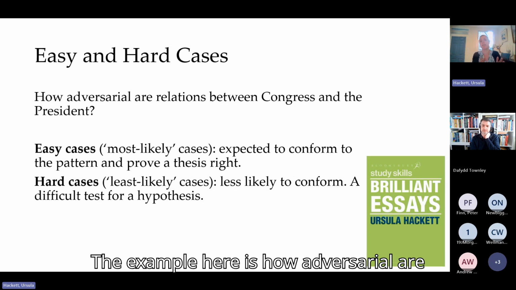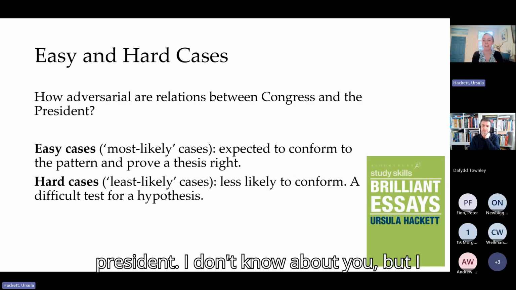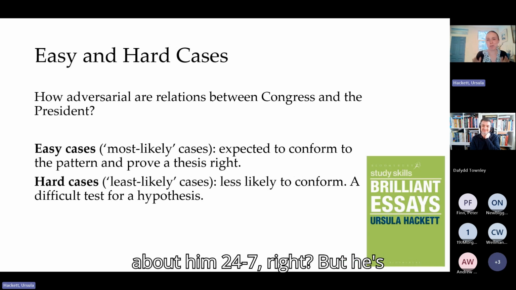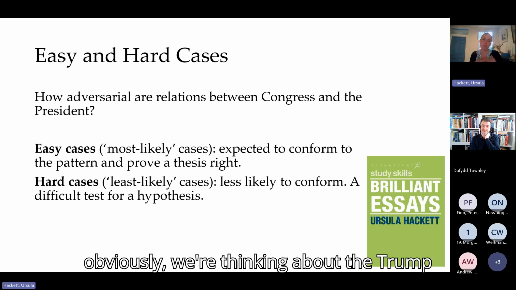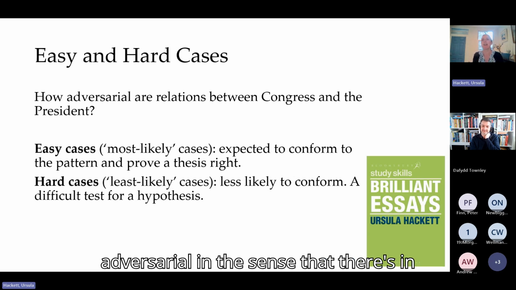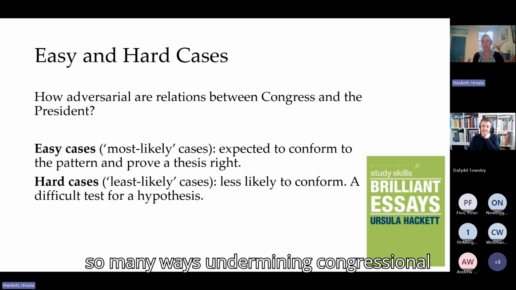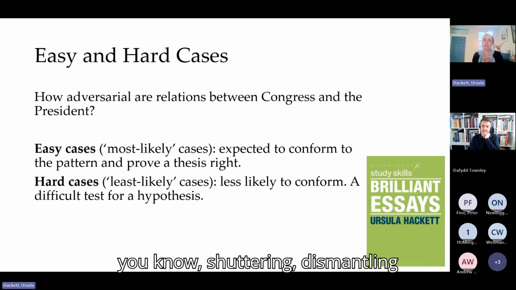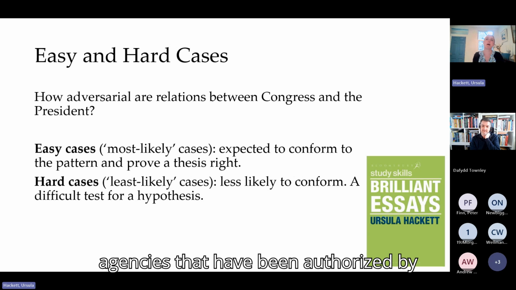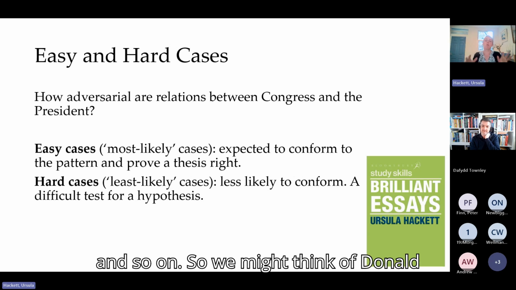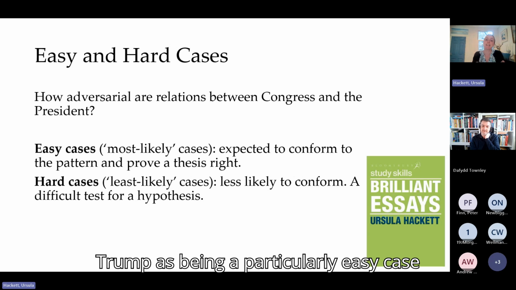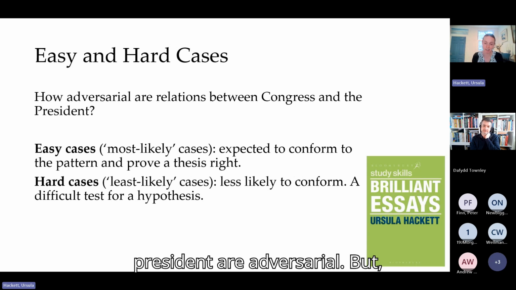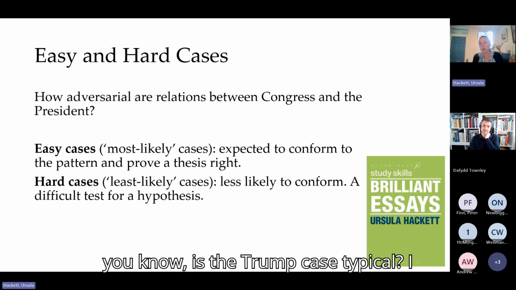The example here is how adversarial are relations between Congress and the president. I don't know about you, but immediately Donald Trump leaps to mind. I think about him, we all think about him 24/7, right? But we're thinking about the Trump presidency as being one of particularly adversarial relations, in the sense that there's in so many ways undermining congressional prerogatives, refusing to spend funds that have been appropriated by Congress, shuttering, dismantling agencies that have been authorized by Congress, keeping Congress in the dark, and so on. So we might think of Donald Trump as being a particularly easy case for establishing the proposition that relations between Congress and the president are adversarial.